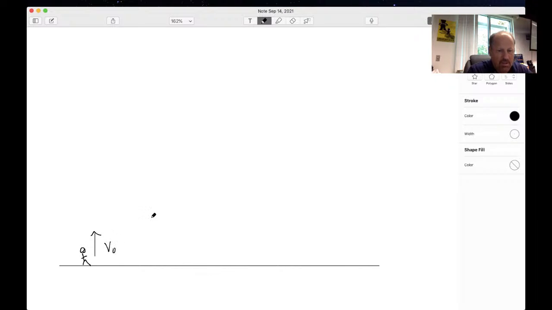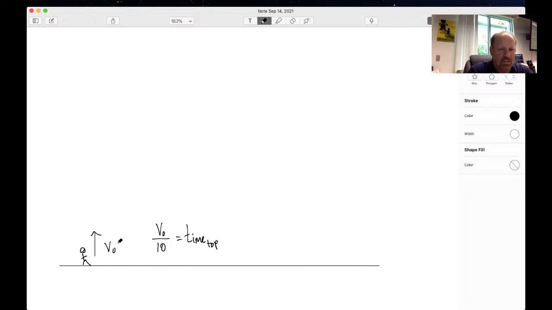V initial. The time that it takes to go to the top is v initial over 10. That gives us the time it takes to get to the top. If V initial is 40, then it takes about 4 seconds to get to the top. If V initial is 30, it takes about 3 seconds to get to the top.